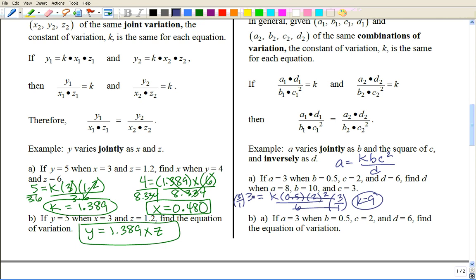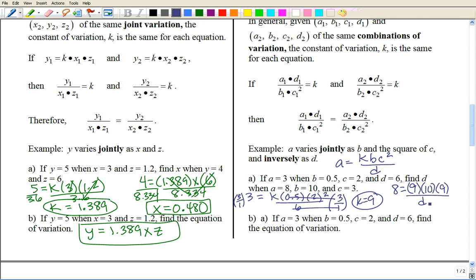So then find D when A is 8, B is 10, and C is 3. A was our first variable, so it will be 8 equals, K is now 9, as we found out. We are looking for D. So B is 10. And then next up we had C squared. So C is 3, 3 squared is 9. And then all over D, which is what we're looking for.